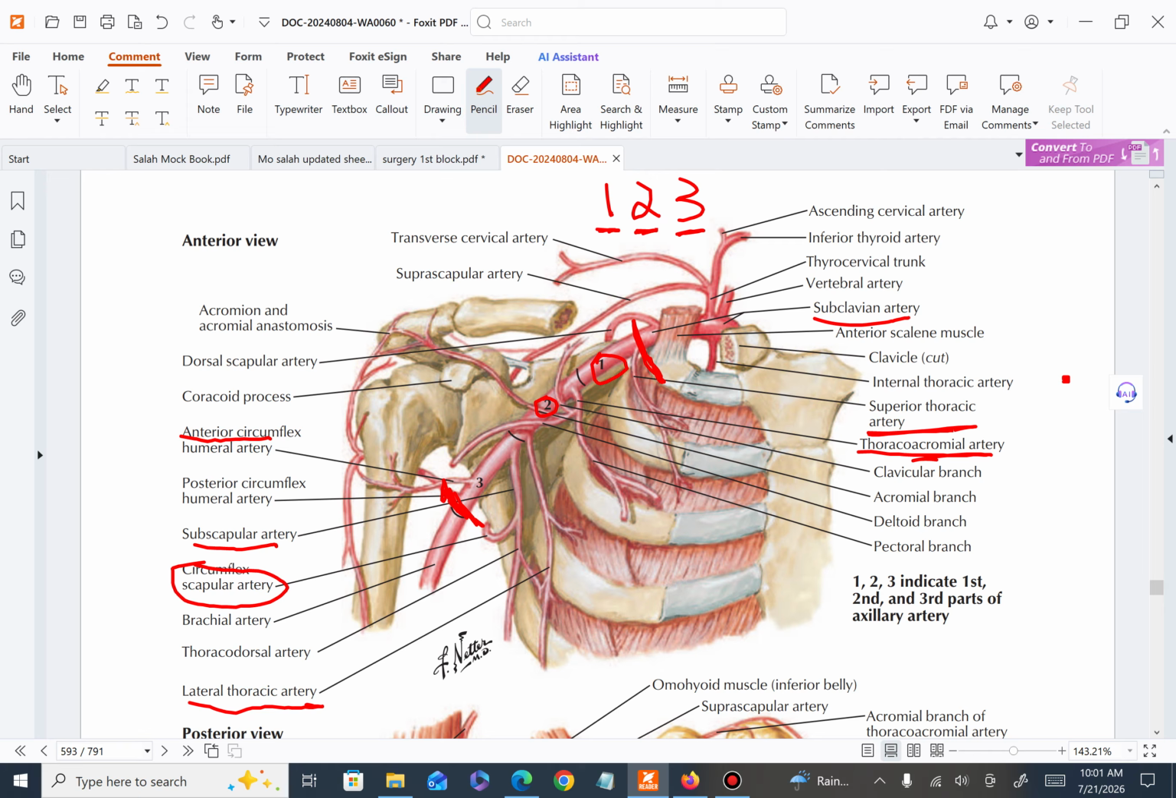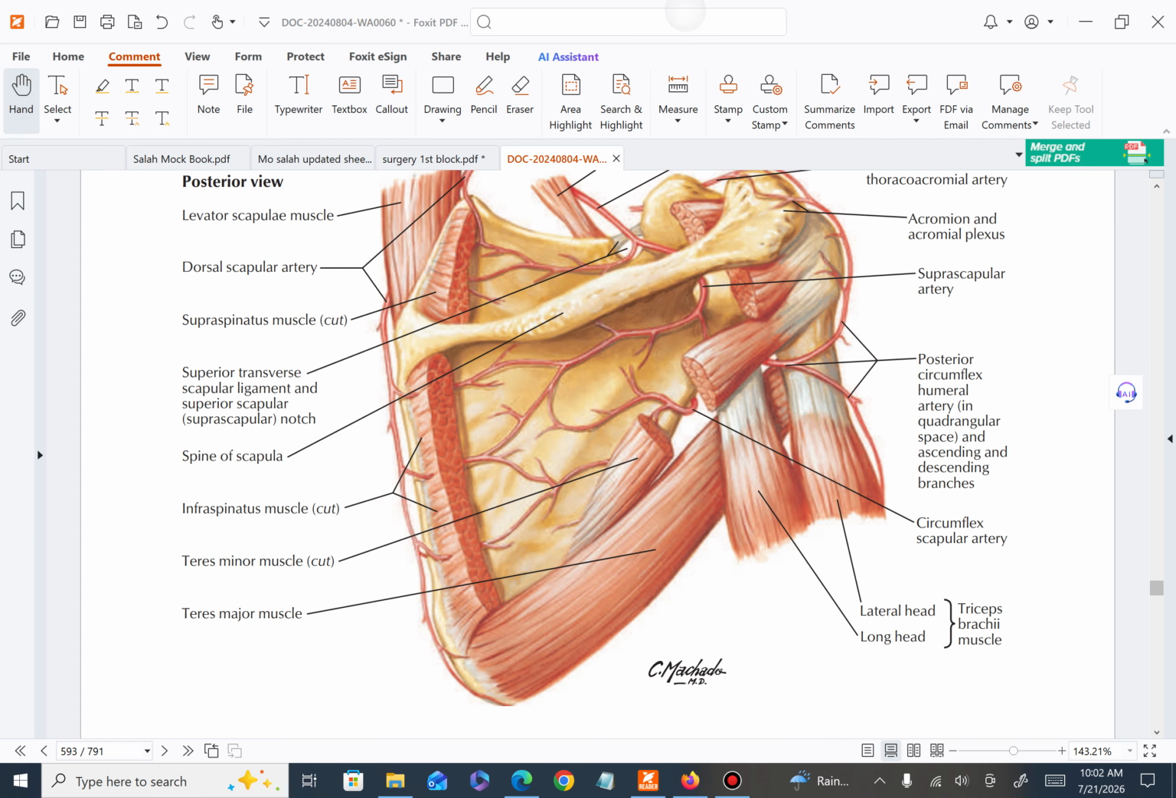And then the branches: six branches. One from the first part of the axillary artery, which is the superior thoracic artery. Then two branches from the second part: first is the thoracoacromial artery, and the second one is the lateral thoracic artery. And then three branches from the third part: first is the subscapular artery, and the second and third are the anterior and posterior circumflex humeral arteries. So these are the branches of the axillary artery. Now we will discuss the brachial artery.